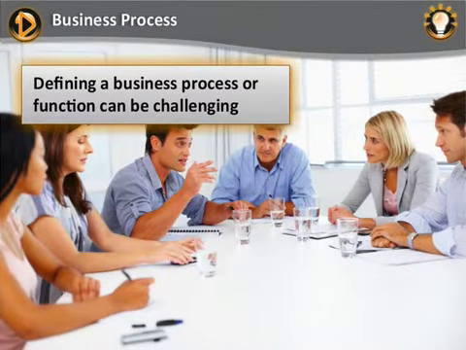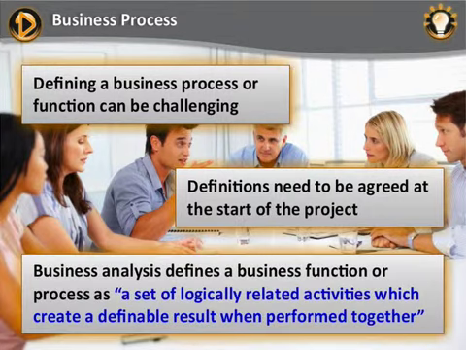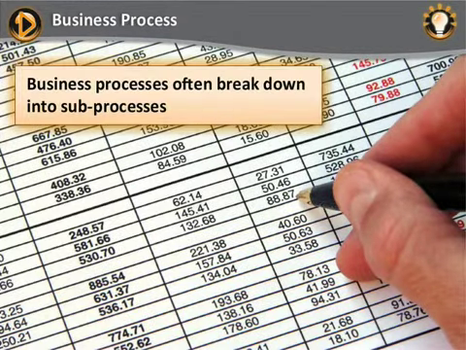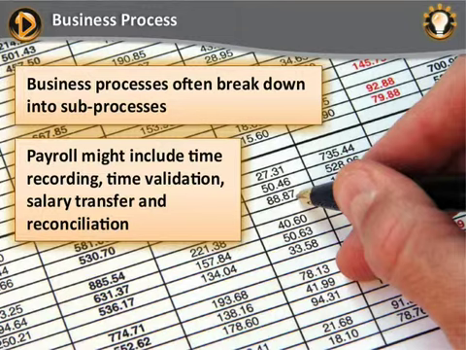Defining exactly what we mean by a business process or function can be challenging. Definitions need to be agreed at the start of the OBASHI project to make sure the scope of the bit diagrams is correct. Business analysis defines a business function or business process as a set of logically related activities which create a definable result when performed together. Business processes often break down into other smaller or sub-processes. For example, payroll might break down into time recording, time validation, salary transfer, and reconciliation processes.